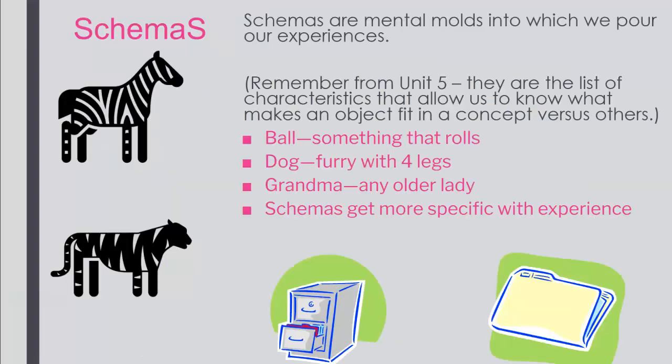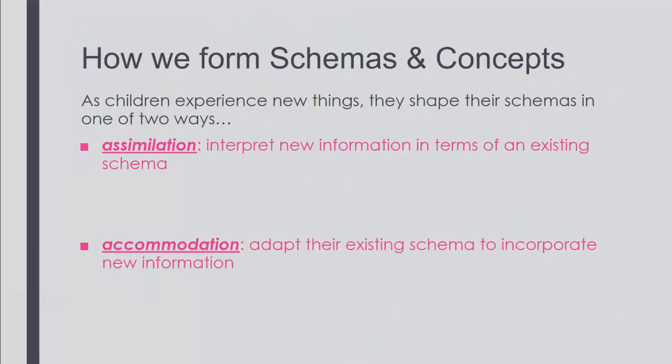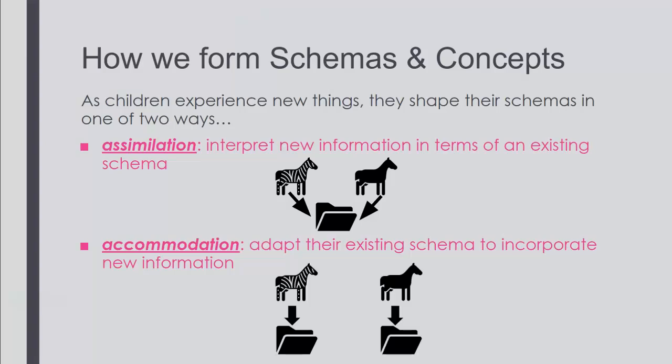One of the terms Piaget established was schemas, the idea that we have mental molds or concepts. So for example, ball is something that rolls. Grandma is any older lady. Those are our basic schemas. And then as we come across new things in the world, when we blend things into an existing schema, that's assimilation. So for example, you come across a zebra, and that fits your schema for a horse. Accommodation is after having more time with that schema, it becomes more detailed, and then you adapt it to form new information. So eventually you'd form a separate schema for zebras: they are like horses, but they have stripes.